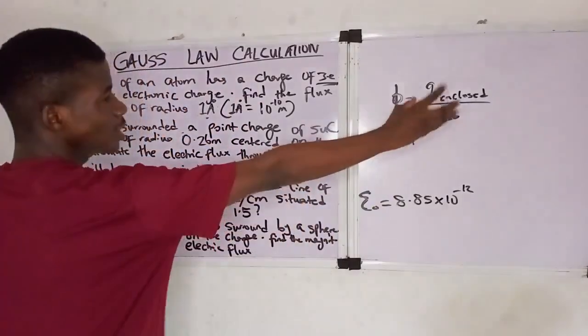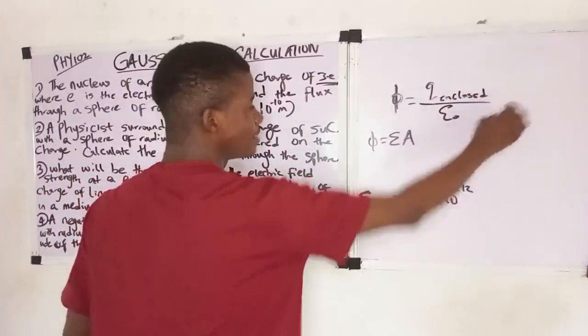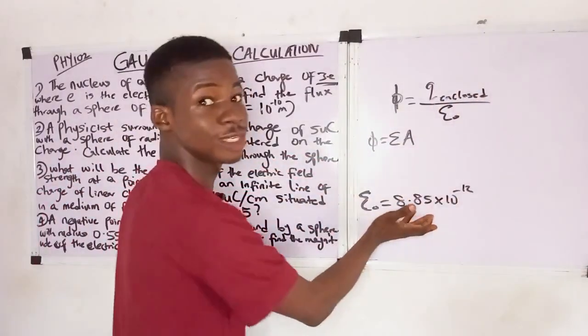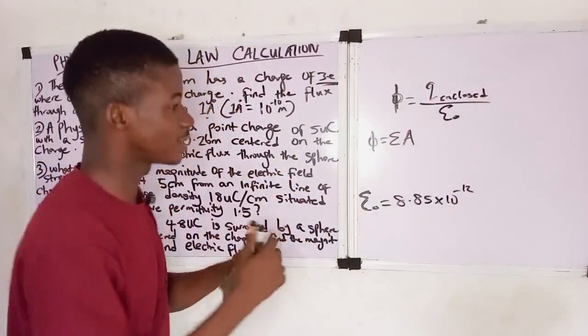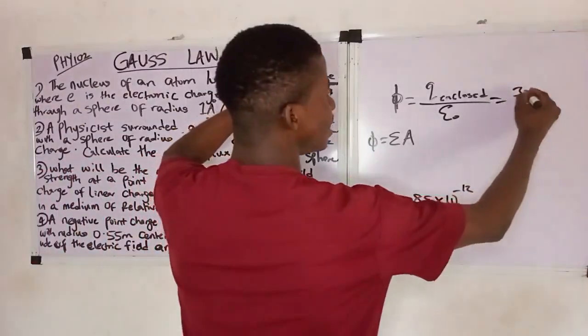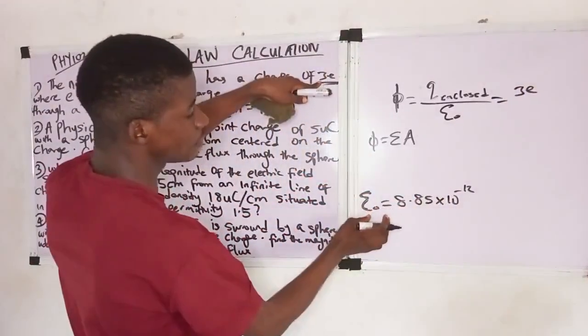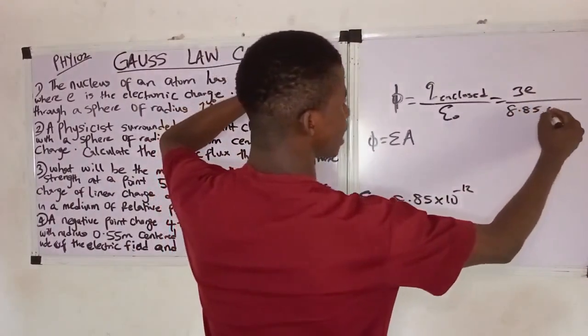Just put the charge. Where is the charge in this question? This is the charge. Put the charge divided by the permittivity of free space and you get your flux. Easy. So what is our charge here? It is 3e. Then the permittivity of free space is 8.85 times 10 raised to power minus 12.